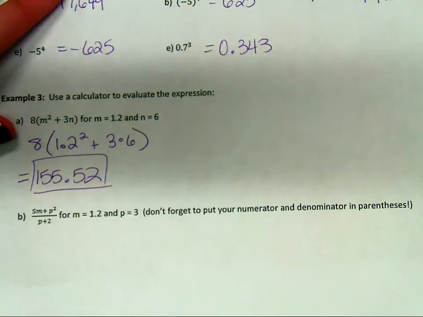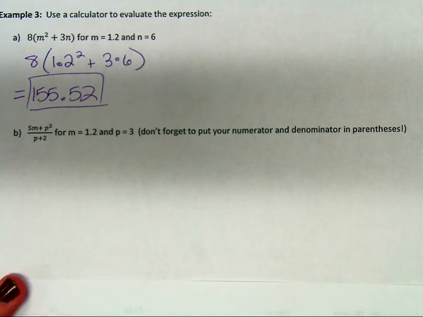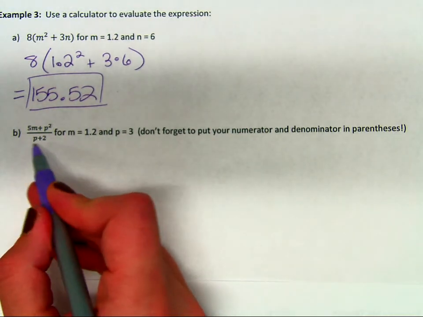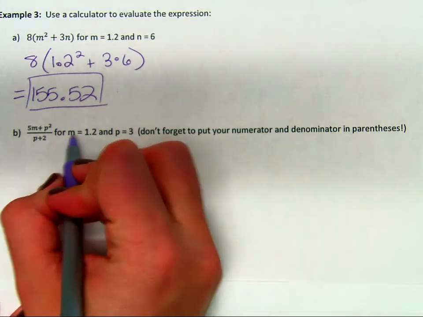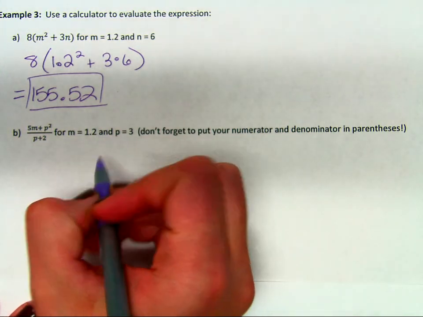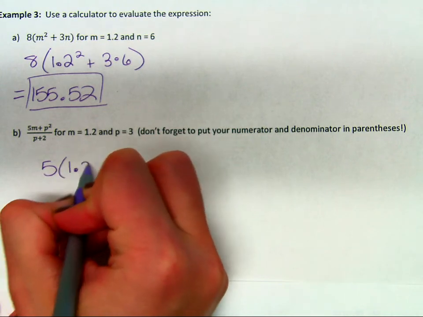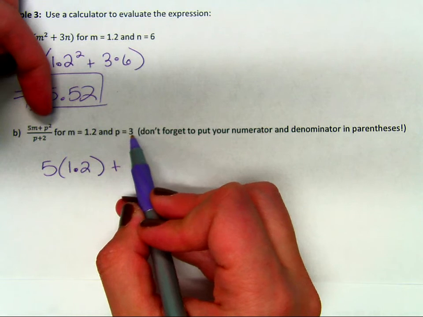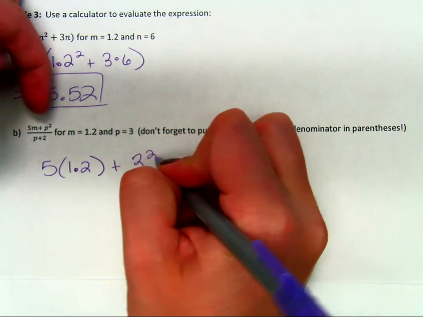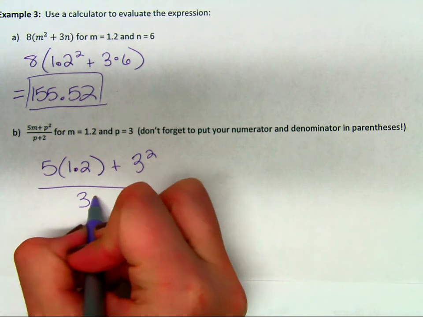Okay, and I have one more example. This one's a little bit longer. So I've got 5m plus p squared over p plus 2. So let's do our substitution step first. I know m is 1.2 and p is 3. So 5m is now going to become 5 times 1.2 plus p squared is now going to be 3 squared, since p is 3, divided by p plus 2. So p is 3 and then I need to add 2.